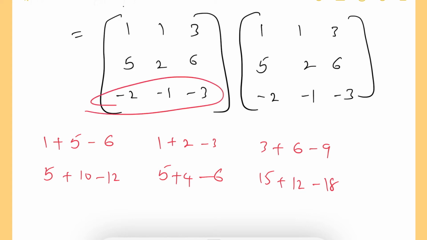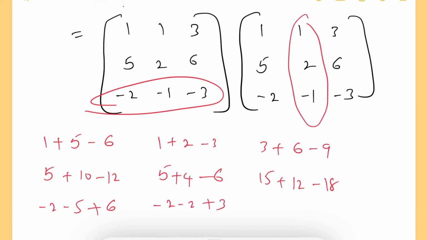Third row multiplying with the first column. Minus 2 into 1 is minus 2, minus 1 into 5 is minus 5, minus 3 into minus 2 is plus 6. Next, second column. Minus 2 into 1 is minus 2, minus 1 into 2 is minus 2, minus 3 into minus 1 is plus 3.